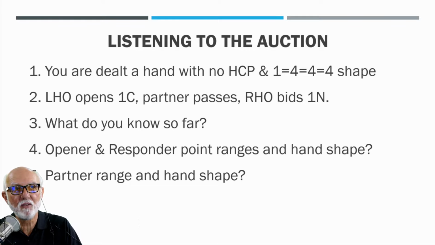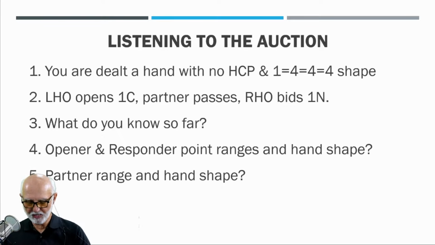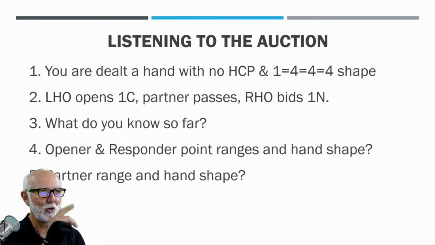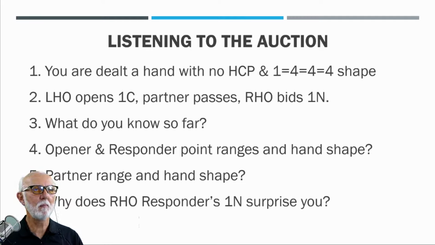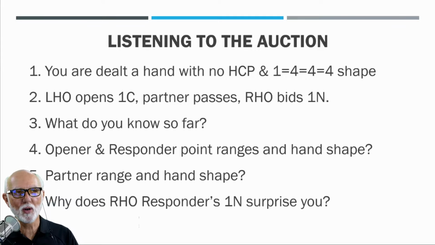When you make a takeout double, you should have 3 in the unbid suits, right? So something to consider. Those types of things show that you're thinking ahead and you're doing the counts, the inferences, and analysis, and good for you. So we know quite a bit about the hands there, and that is why the responder's 1 no trump surprised me.